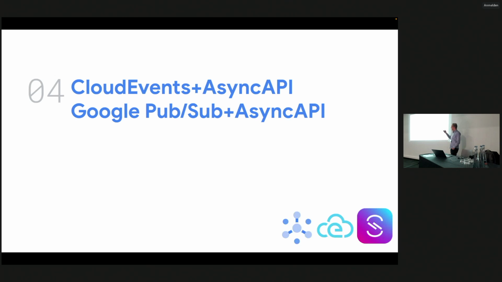And also, this is all good. AsyncAPI is all good because it's an open source project. But what about something real like Google Cloud Pub/Sub that I use? Can I use AsyncAPI to document that? And the answer to both is yes. And that really shows the flexibility of AsyncAPI.